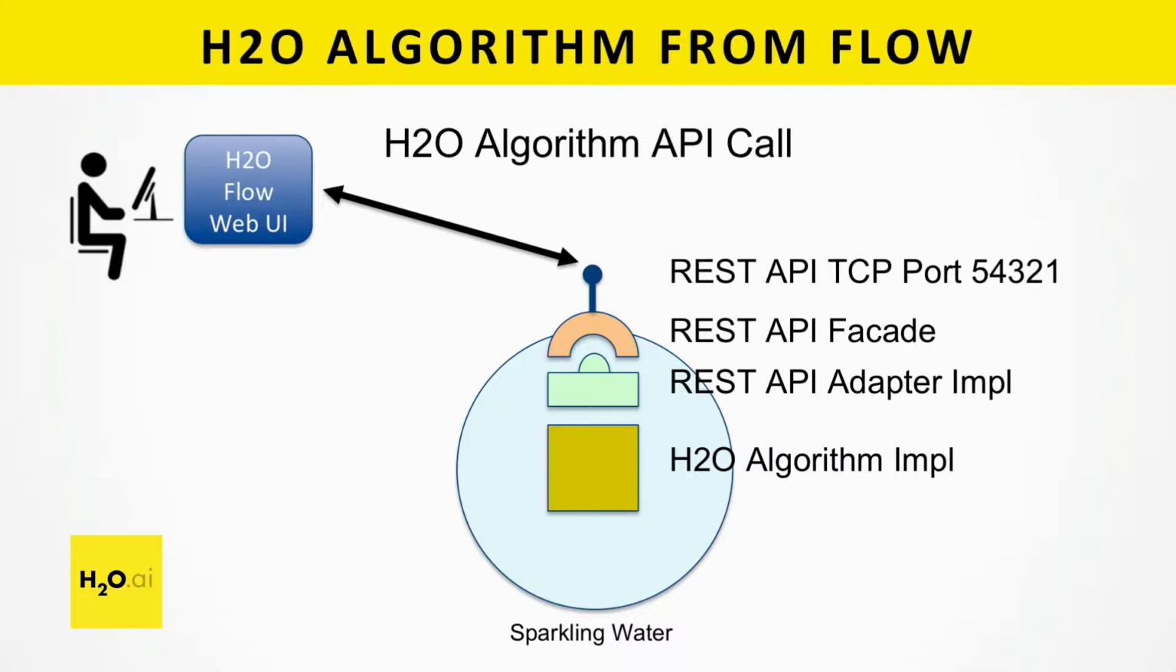And basically, you can think of this layering that I've shown here as the algorithm implementation at the bottom with a REST API adapter on top of that. And you could think of there being a facade on top of that. And so this facade is what Flow sees. And one of the things that Flow will ask the backend, and you can imagine Flow being in the web browser of the user here, you can imagine Flow, which is running in JavaScript, making a REST API call to the H2O, or in this case, the Sparkling Water backend, and asking, what algorithms do you have available for me to use?